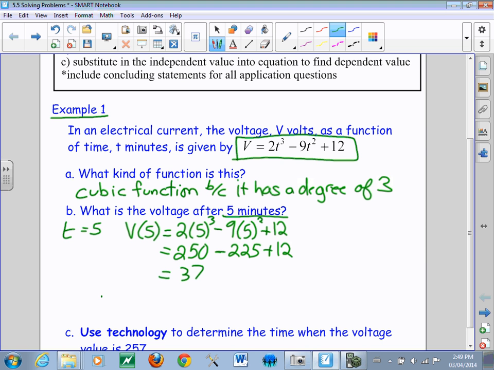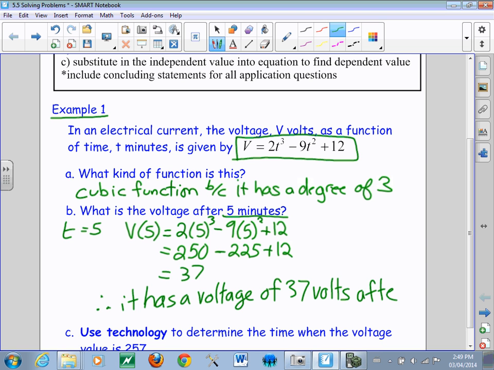So therefore, it has a voltage of 37 volts. Don't forget your units there. Okay, and that you could say after 5 minutes if you want.